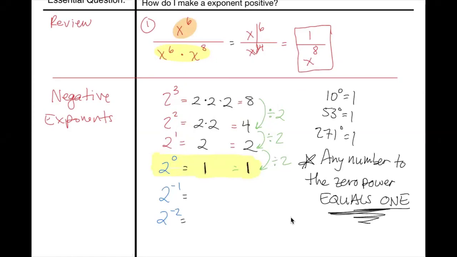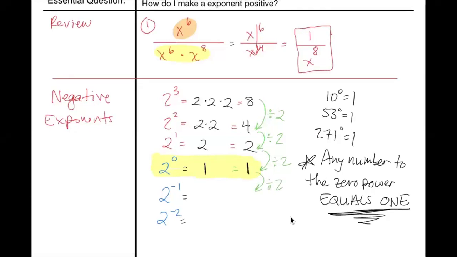Okay, so let's continue on this pattern. Let's continue dividing by 2. So I divided by 2. 8 divided by 2, I got 4. Divided by 2, I got 2. 2 divided by 2 is 1. Question now is, what is 1 divided by 2? Well, 1 divided by 2 is 1/2. It's a fraction. So this is 1 over 2.